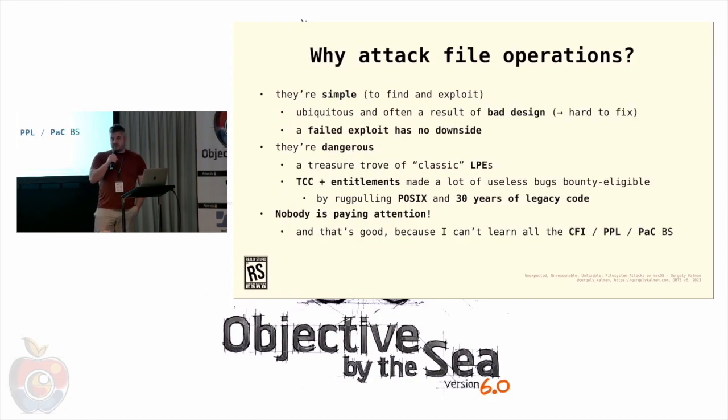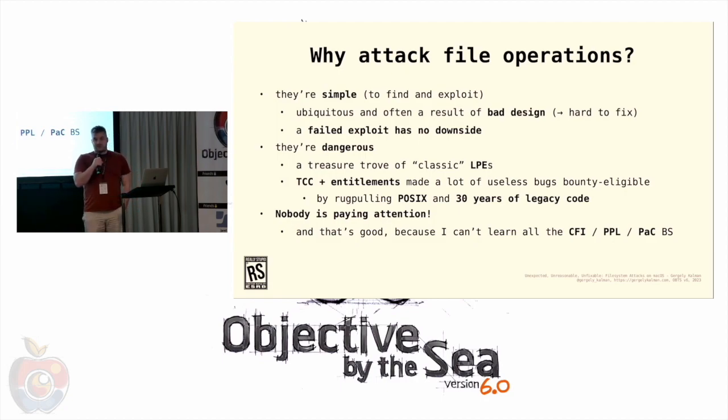So why would we attack file operations? Well, because they're very simple, they're easy to find, they're easy to exploit, and I'm very familiar with them. They are very ubiquitous, they're everywhere, and we take them for granted. So actually we can do all sorts of nasty things that I didn't know existed on macOS. And most of these are going to be race conditions. They're very good because a failed exploit has no downside, so I can try again and again and again, and it's all going to work fine.